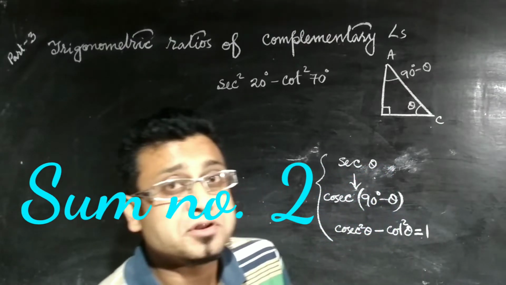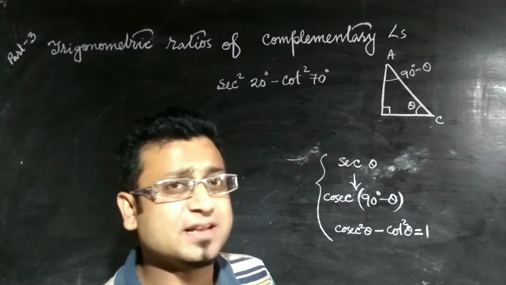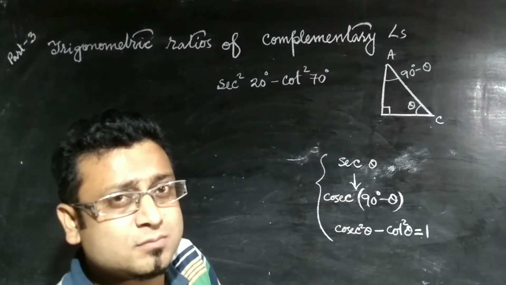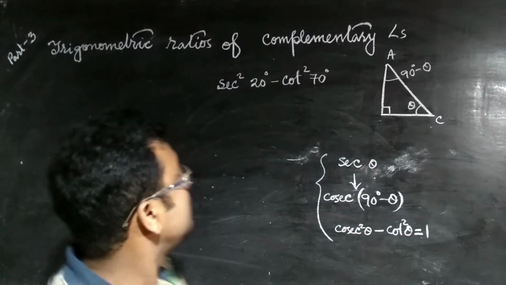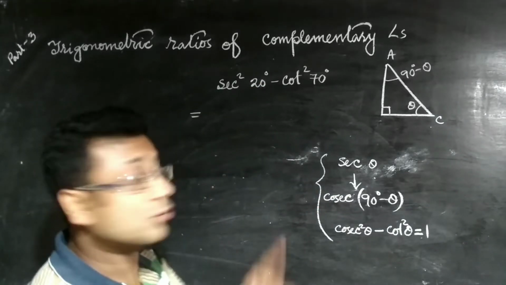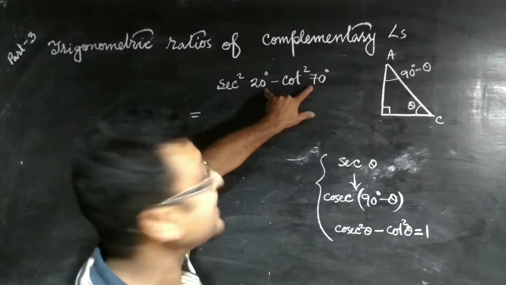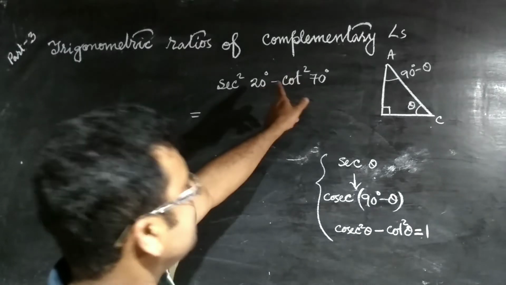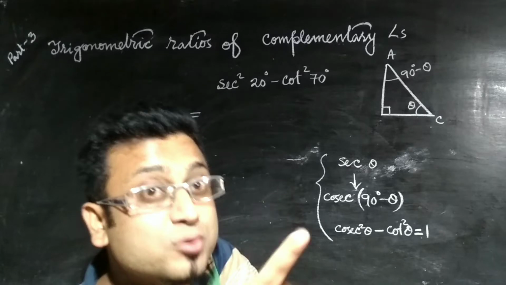Another question is given to you like sec square 20 minus cot square 70. And you have to find the value. Here also similarly, sec 20, you don't know the value. Cot 70, that also you don't know the value. So nothing to worry, just see how to proceed. Now sec of 20, I told you whenever this type of sum is there, your first aim is to make the angles equal. Here this is 70, this is 20, so either of them you have to change. Either you change this one or this one, don't change both at the same time.